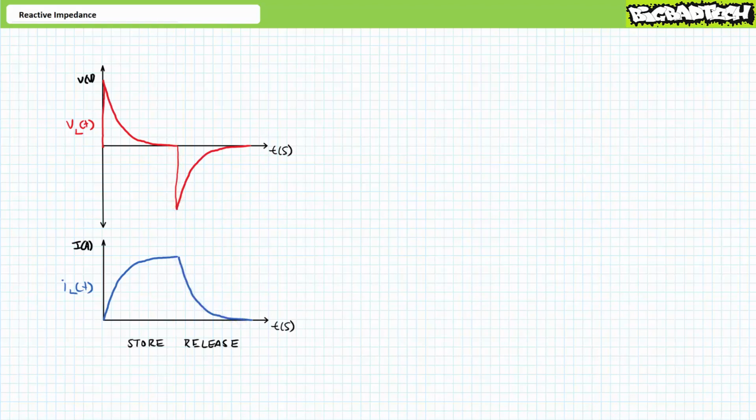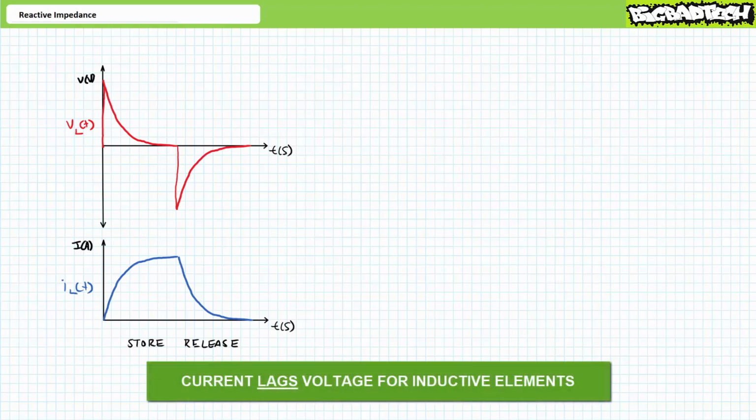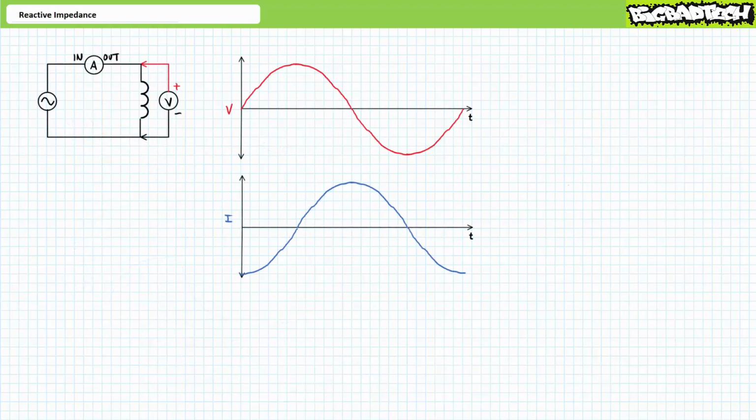This behavior can be summarized as voltage leading current for inductive elements, and that the voltage spike occurs before a change in current. Importantly, by saying voltage leads current for inductive elements, I am also directly implying that current lags voltage for inductive elements. These statements are equivalent, although I tend to prefer the second variation. It can be said current lags voltage for inductive elements. This is essentially the same reason inductors exhibit a phase shift between voltage and current in AC systems.